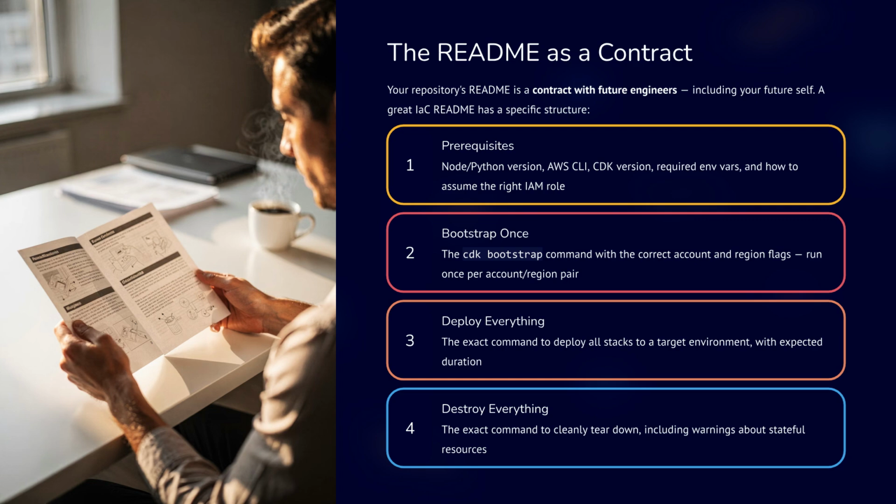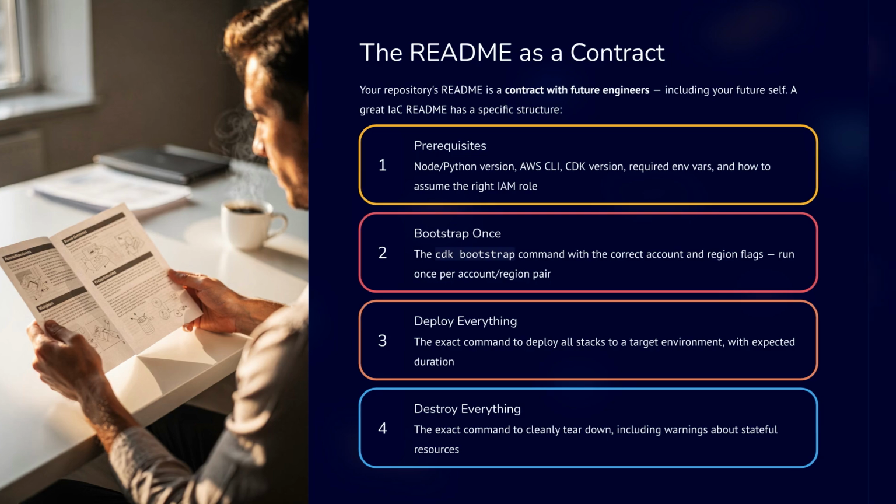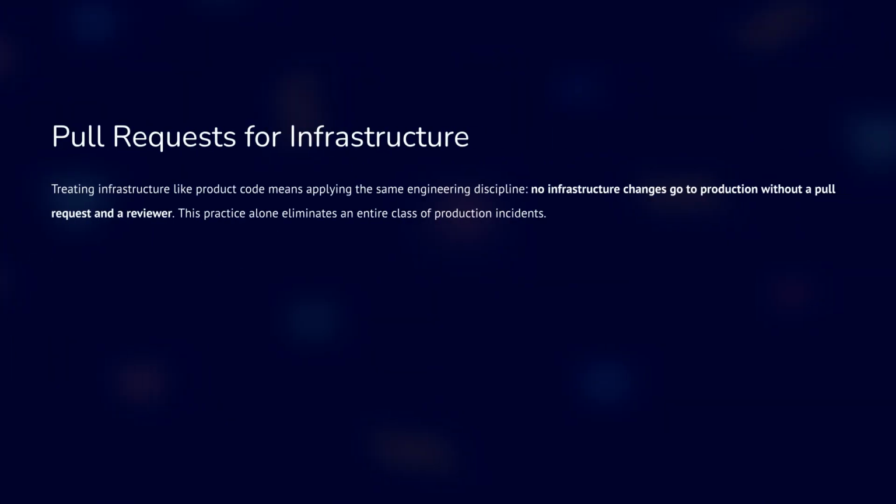Treat your README as a contract with future engineers. It should clearly structure prerequisites, the one-time bootstrap process, the full deployment command, and the teardown command, including warnings for stateful resources. Apply product code discipline to infrastructure.